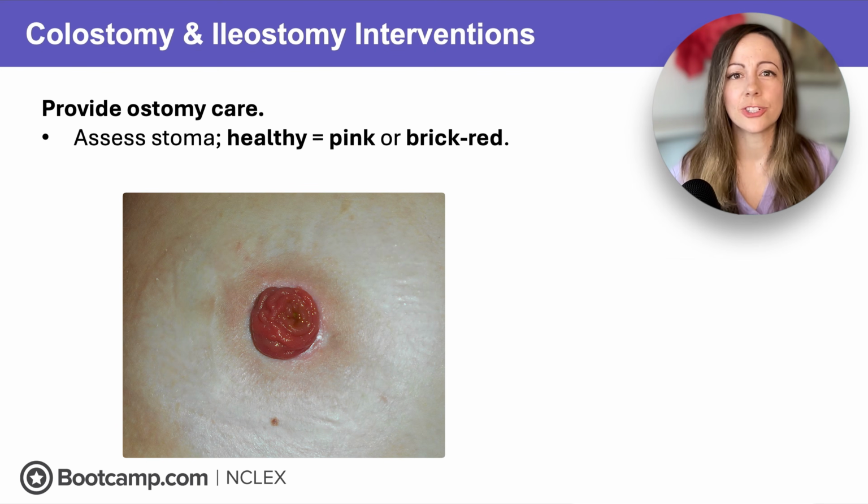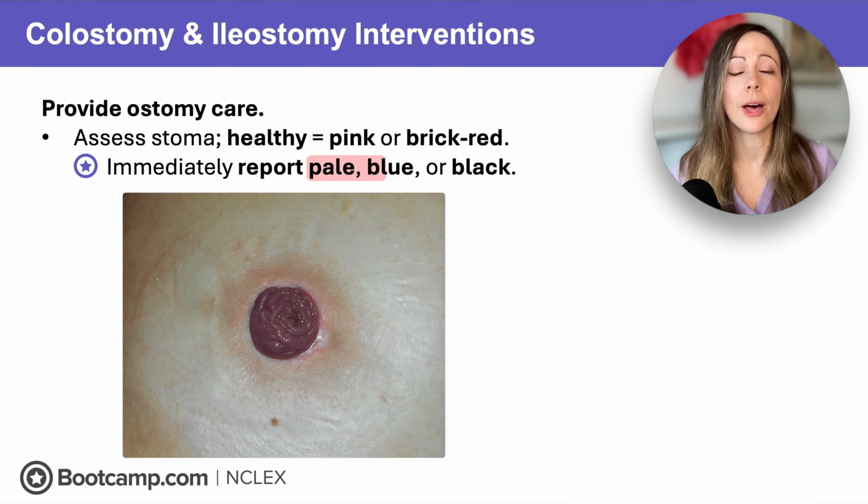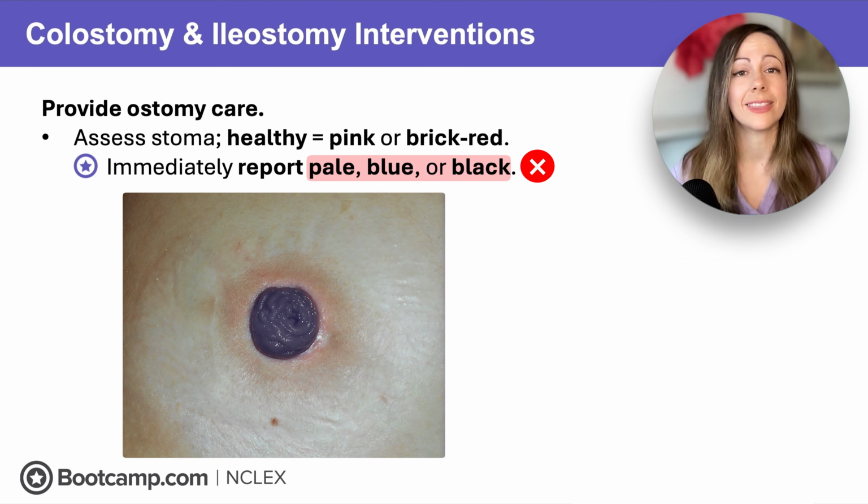So after ostomy surgery, that stoma should appear pink or brick red, and that's a healthy stoma. If that stoma is pale, blue, or black, that indicates decreased perfusion. You need to immediately call that healthcare provider.